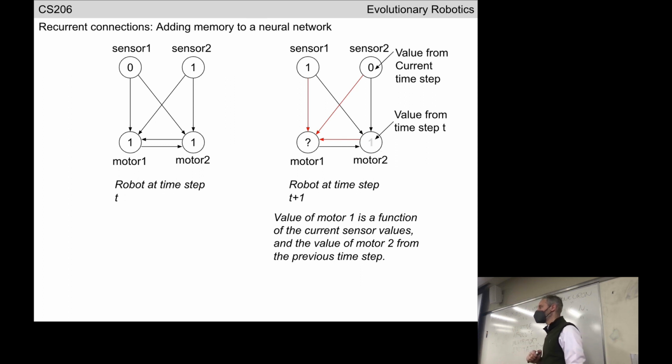So the last thing I want to leave you with today is if we add recurrent synapses to our neural network, we add memory to a neural network, which we're going to see is useful for certain robots that need to combine current sensation with a memory of things that have happened in the past to know exactly what to do in the current moment.